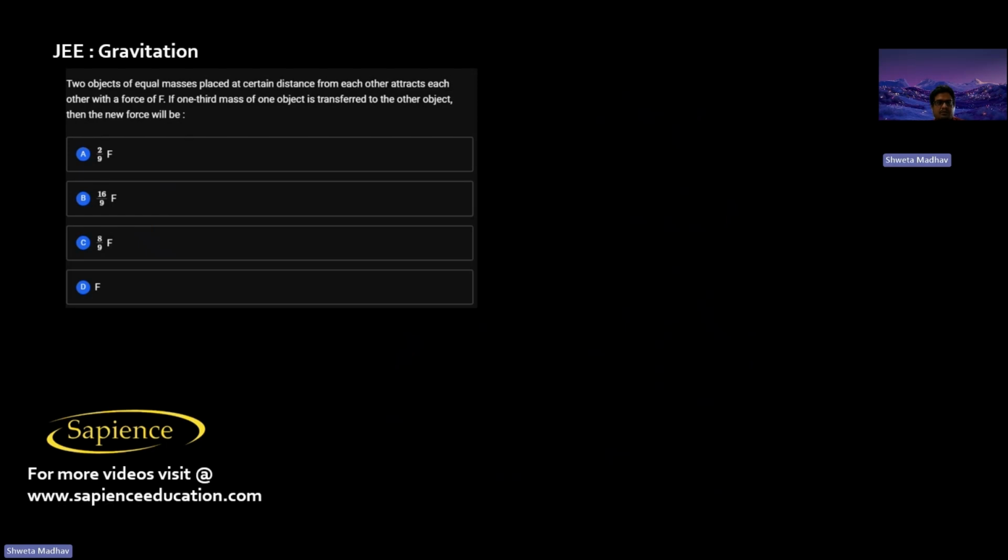Then it is told two objects of equal masses placed at a certain distance from each other attract each other with a force of F. One-third mass of one object is transferred to the other object, and the new force will be. The two objects are of equal masses and they are kept at a distance r from each other, so the force acting on each other is F. So I can say F is equal to G m square by R square.